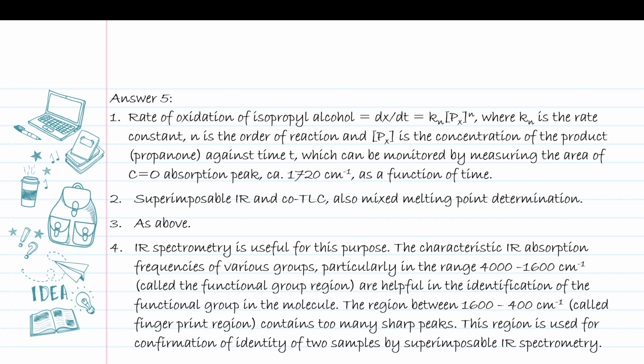Fourth problem, the IR spectrometry is useful for this purpose. The characteristic IR absorption frequencies of various groups, particularly in the range 4000 to 1600 centimeter inverse, are very important, very informative, very indicative. This region is called the functional group region. It is helpful in the identification of the functional groups in the molecule. The region below this, that is 1600 to 400 reciprocal centimeter, is called fingerprint region. This contains too many sharp peaks. All peaks cannot be assigned. But for confirming the identity of two samples, this region is very useful. Therefore, it is called fingerprint region.